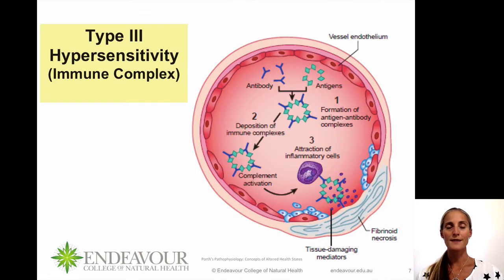So this diagram is looking at these type 3 immune complex reactions, and as you can see here, we're looking at the antibody and antigens, which are forming those antigen-antibody complexes. So they're activating those IgG or IgM immunoglobulins in order to form these complexes. Now, these complexes are then deposited in the tissues. It activates the complement system, and this deposition of those complexes in the tissues leads to the attraction of leukocytes, and those are what are responsible for the tissue damage and blood vessel injury, etc.